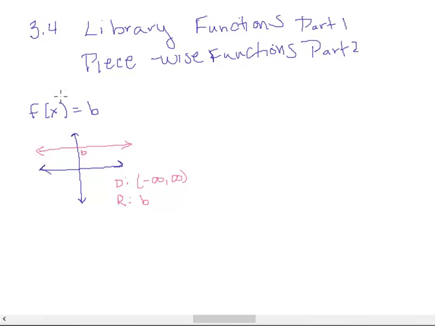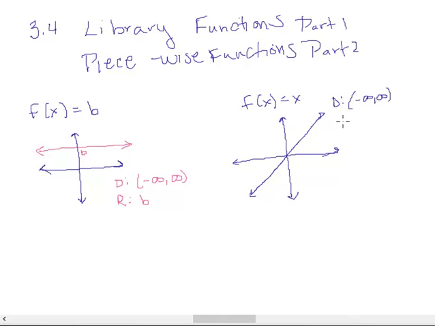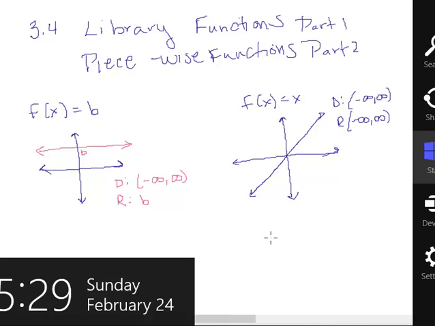All right. Now let's consider f of x equals x. Okay, again, degree 1. So this is a line, and it's a line that goes through the origin. So this is f of x equals x. So what was the domain? The domain, it goes to the left forever, it goes to the right forever. So the domain is all real numbers. It too will go up forever and down forever. So the range is also all real numbers.